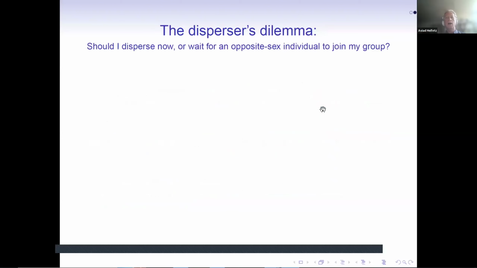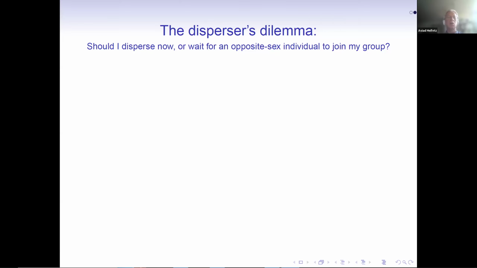Okay. So if we think about it, because dispersal is so costly, I have to leave my known territory, my known group, my group mates, whom I know, and enter a new territory, maybe pass through other territories in order to join another group. That's definitely dangerous. And we know that survival among dispersers is lower than those who stay at their natal group.